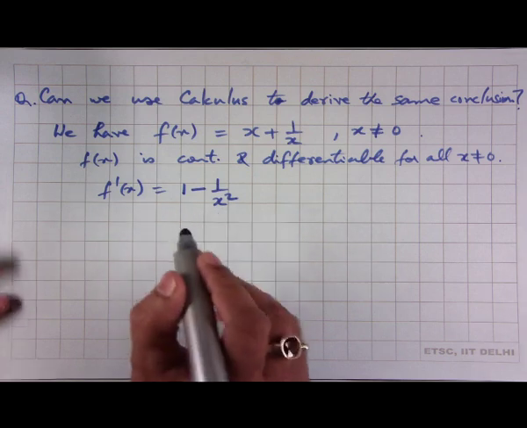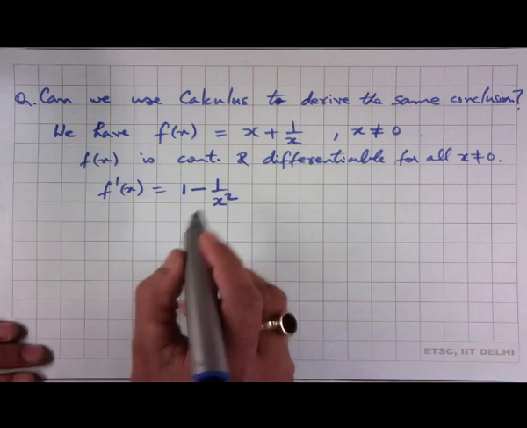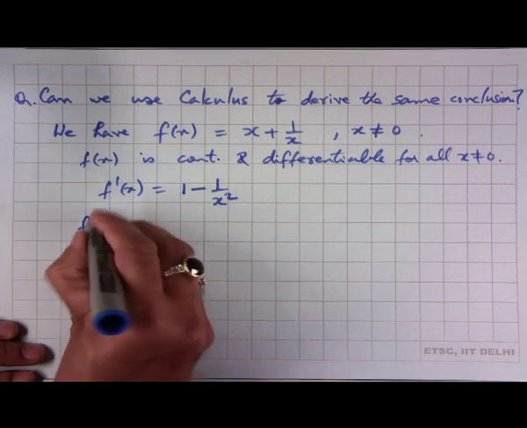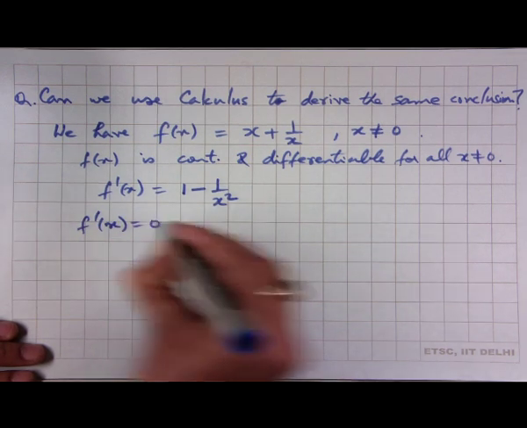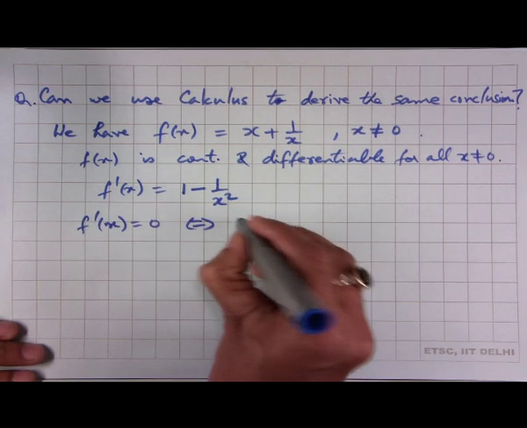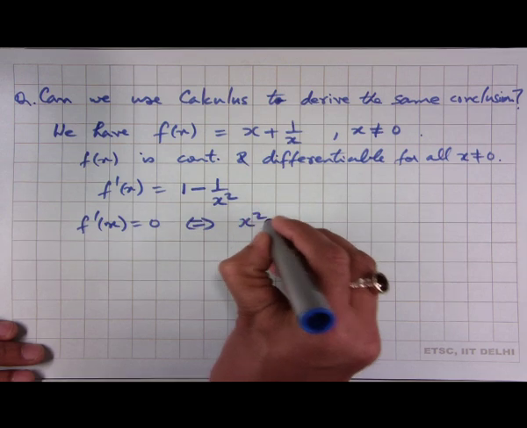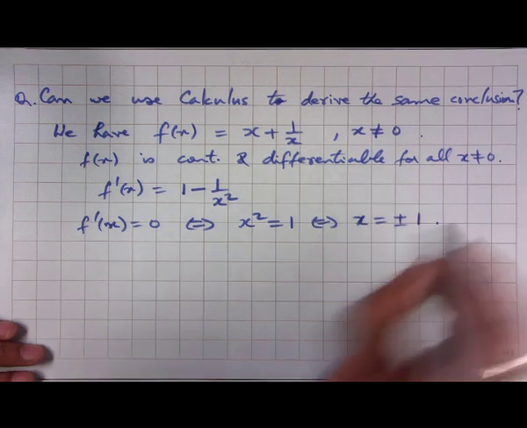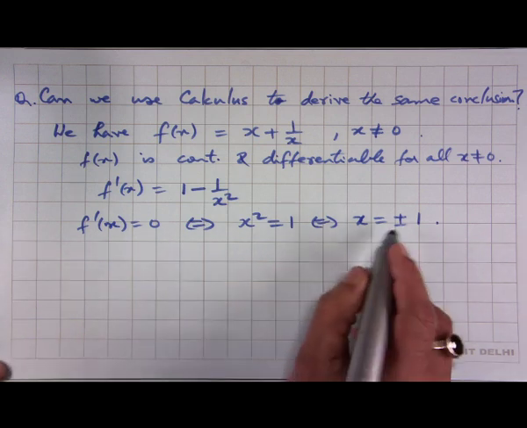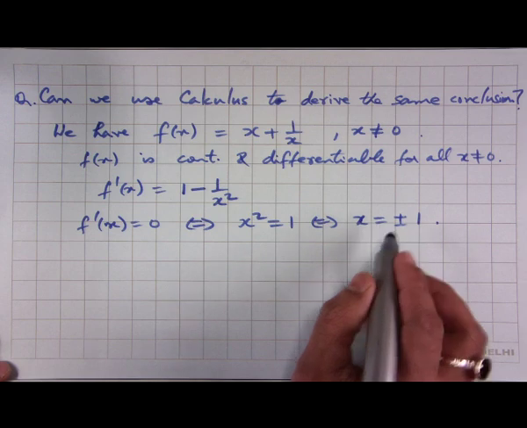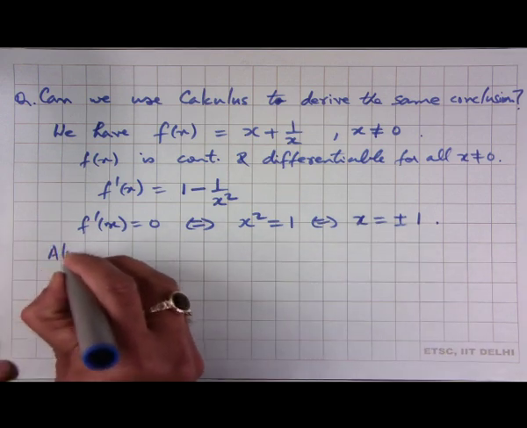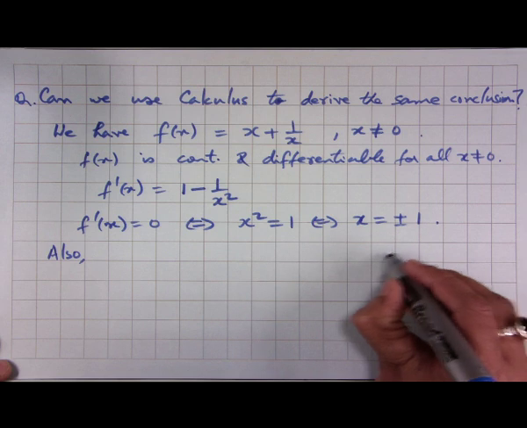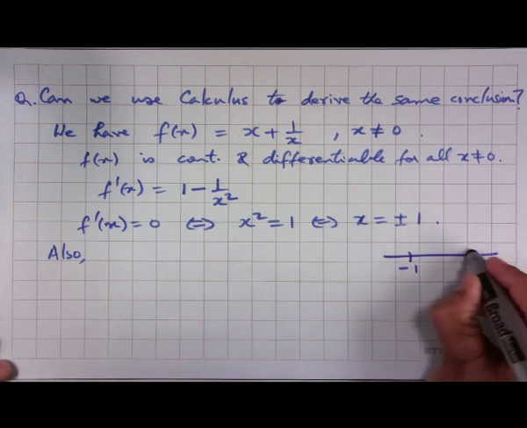Now, what we will do is we will see the sign of f prime x. So, if we see this f prime x, this is equal to 0 if and only if x square is equal to 1, that means x is equal to plus or minus 1. So, the derivative is 0 at minus 1 and 1. Also, if we look at now the interval, so we have minus 1, 1.